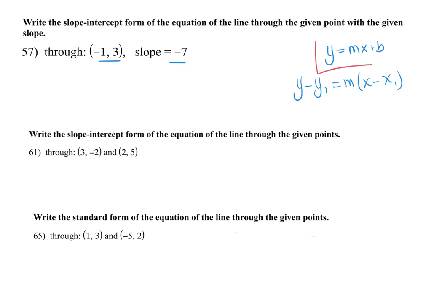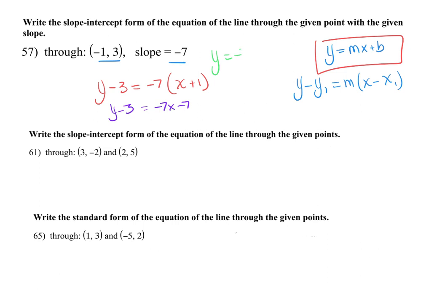But your final answer needs to be in this format, y equals mx plus b, because it's asking for it. So y minus your y1 equals m times x minus your x1. Distribute your 7 and add your 3 over. So for this one, you're going to get y equals -7x minus 4. That is your answer. The difference here is they did not give you your slope.